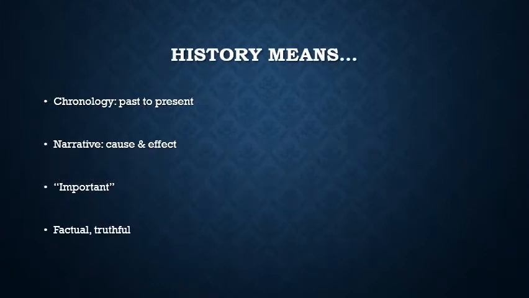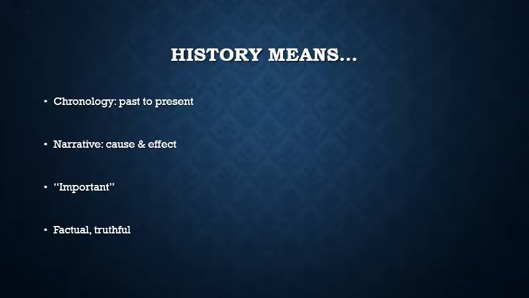So to give a brief overview or summary, when we think about history, we are often thinking about something that's chronological, something that is organized from past to present, but it's not just a list of things, it's a narrative, there's cause and effect, right? So some event happens and that leads to another event and that leads to another event. History means things that are important, and of course what we consider important now and what was considered important 50 years ago, 100 years ago, 200 years ago are different.